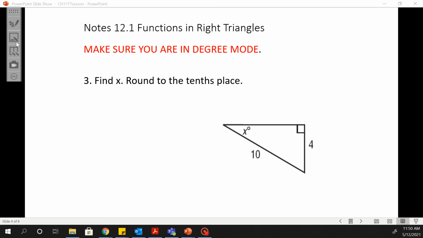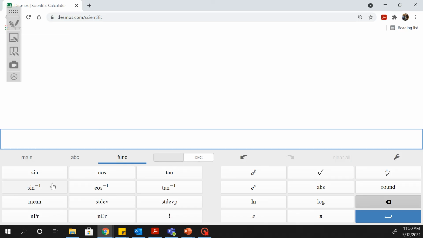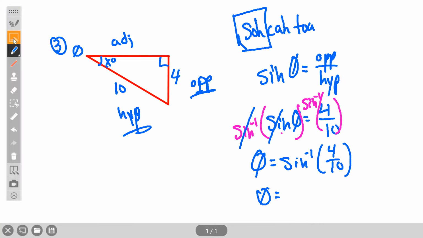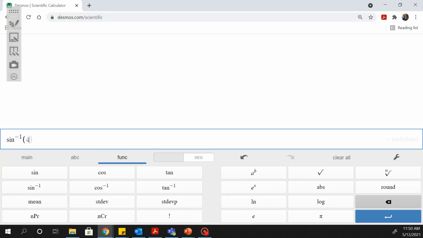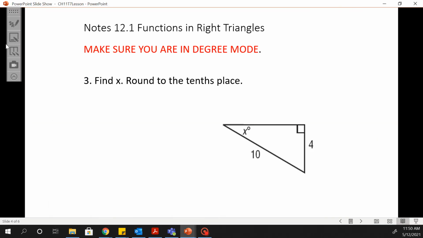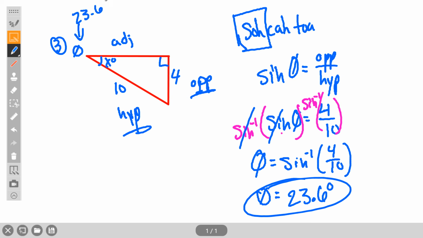Alright, let's go to my Desmos calculator here. So sine inverse of 4 over 10 is 23.57, so 23.6 degrees. So this angle theta is 23.6 degrees, which means the value of x is 23.6, because that says x degrees.